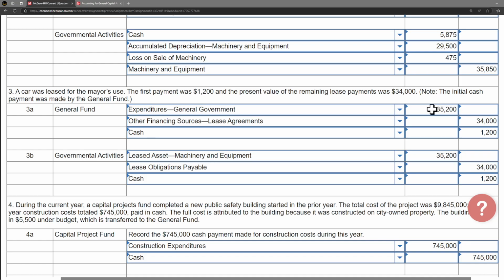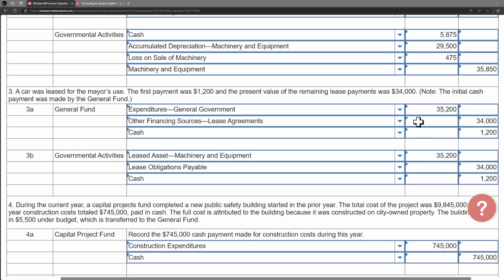If you notice, just looking at the numbers, all the numbers are the same. It's the titles that are different. So look at the governmental activities. These three titles are what you would expect under governmental activities. They're long-term assets and long-term liabilities. You've got a lease liability, the lease obligations payable. You've got a right-to-use lease asset here. And then you've got cash, which is the first payment.